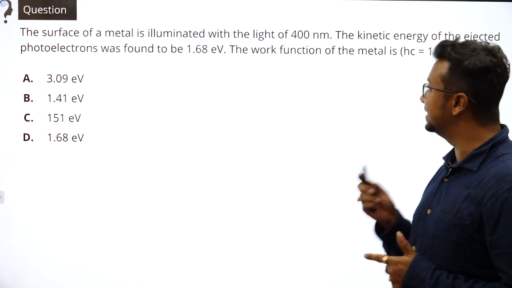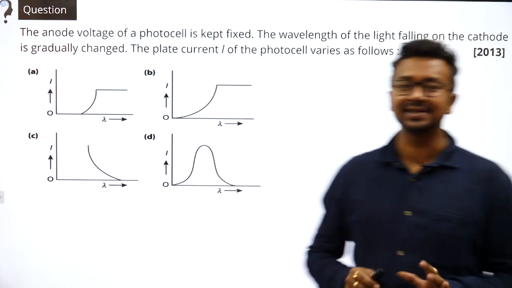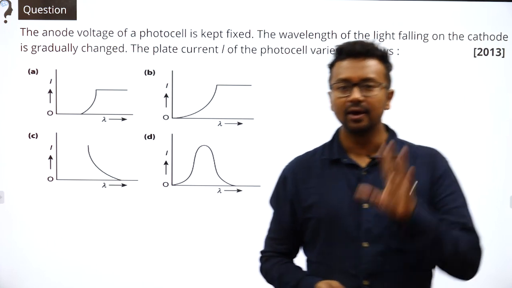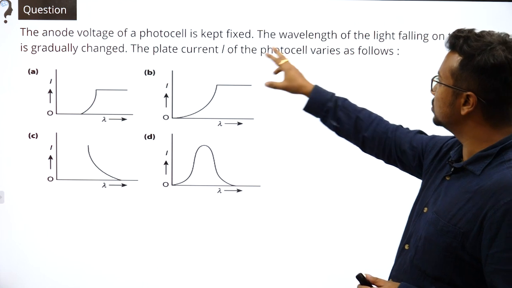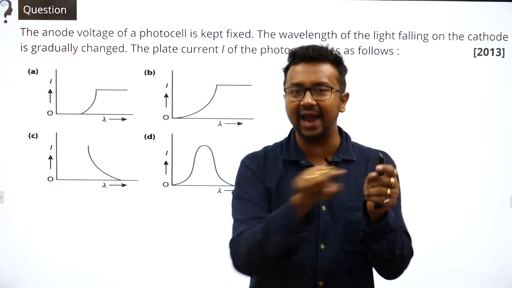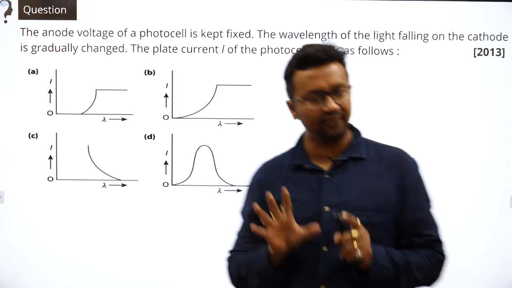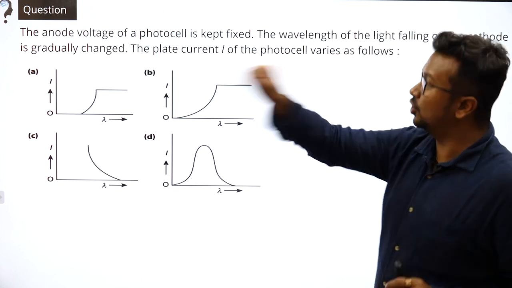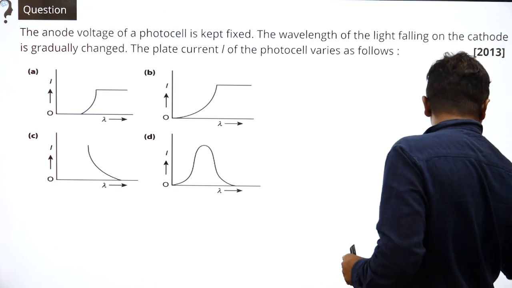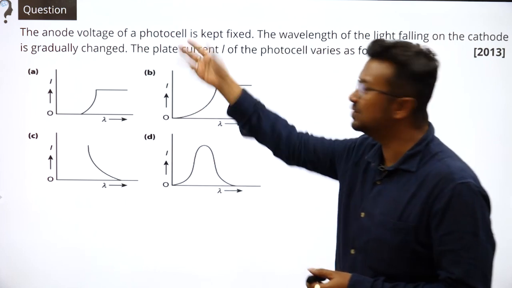What do we have here in the next problem? Let us move ahead. This is interesting, a bit analytical. What do we see here? They are saying the anode voltage of a photocell is kept fixed. So you saw that the anode was connected to the positive terminal of the battery, so that voltage is being kept fixed. And the wavelength of the light falling on the cathode is gradually increased. Then what is gradually changed?